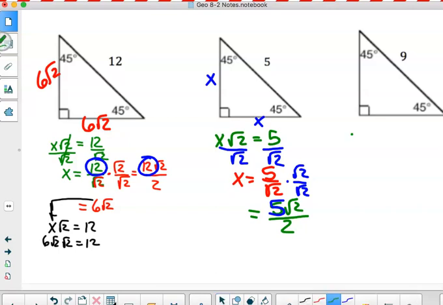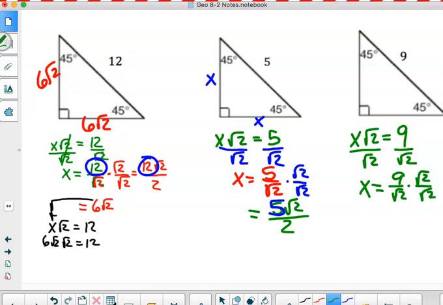And I've got, again, x times the square root of 2 is equal to 9. I just did 2. You do this one on your own. Go. Okay, welcome back. We're going to divide by the square root of 2 to get x by itself. X is equal to 9 over the square root of 2. We're going to rationalize the denominator by multiplying by a form of 1 to get rid of the square root on the bottom. When we do that, our final answer is 9 the square root of 2 over 2, and 9 the square root of 2 over 2.